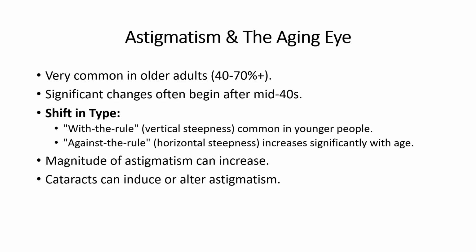A notable shift occurs in the type of astigmatism. In younger individuals, with the rule astigmatism is more common, meaning the steepest curve of the cornea is vertical. However, as we age, against the rule astigmatism, where the steepest curve is horizontal, significantly increases and becomes more predominant. This is believed to be due to natural changes in corneal elasticity and the long-term effects of eyelid tension. The amount of astigmatism can also increase with age, particularly the against the rule type. And another very common age-related condition, the development of cataracts, can also induce or significantly alter existing astigmatism, which is an important point we'll discuss when we talk about cataract surgery.